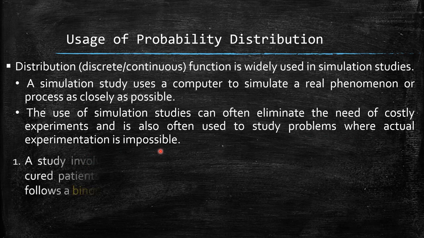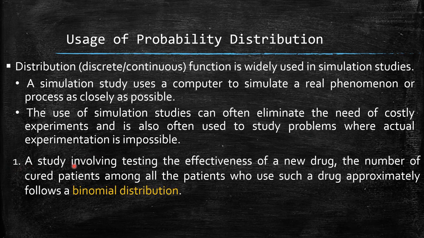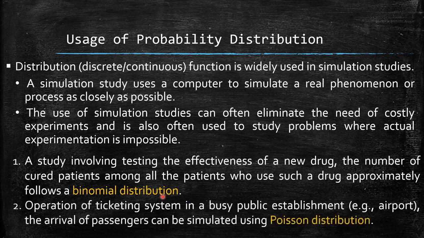Now, under discrete probability distributions, we are going to take two distributions, binomial and Poisson. As a usage of binomial distribution, we can say a study involving testing the effectiveness of a new drug. The number of cured patients among all the patients who use such a drug approximately follows a binomial distribution. For Poisson distribution, consider the operation of a ticketing system in a busy public establishment, for example airports and metros. The arrival of passengers can be simulated using Poisson distribution.